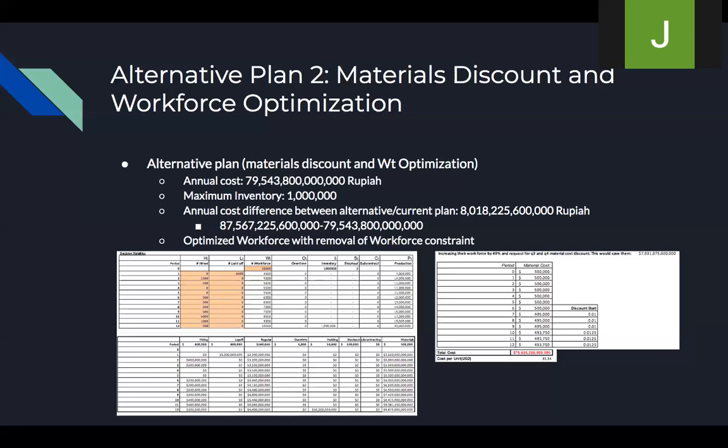So it's quite significant. Now, along with this alternative, assuming they did make a deal with their material suppliers, they are also able to cut material costs by nearly half a trillion rupees with a discounted contract established between Q3 and Q4. Now, if you step back and look at the total cost of their current production schedule, they roughly incur a total cost of 87.567 trillion rupees, compared to our workforce optimization with the discount alternative, which would incur a total cost of 79.543 trillion rupees. So it would essentially save them 8 trillion rupees, which is roughly about 9.1% of their current annual costs.